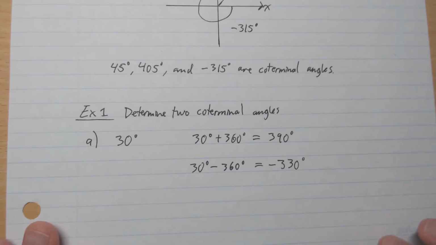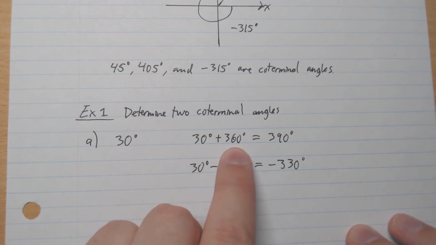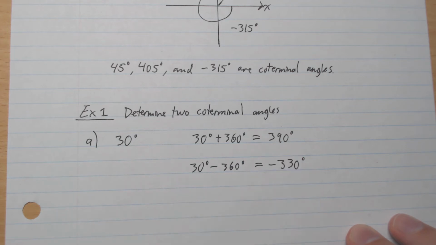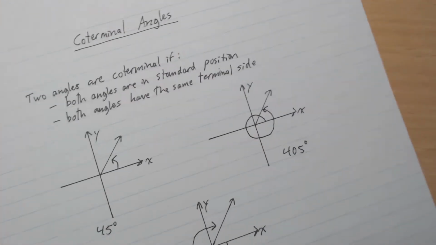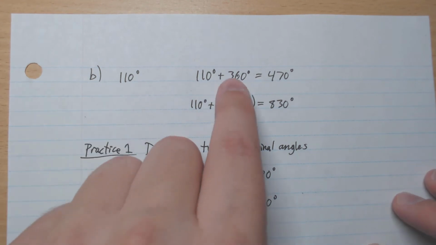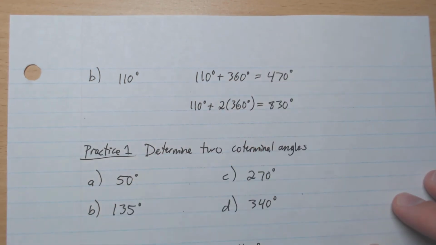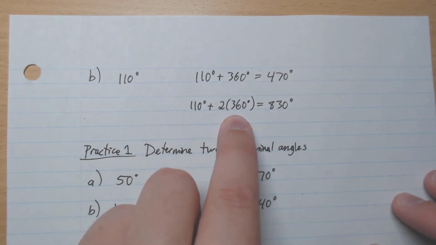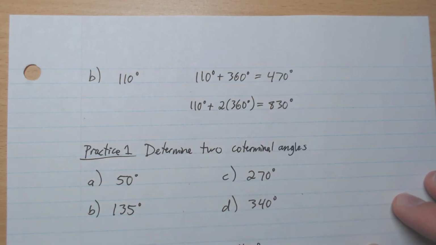Okay, so example 1, determine two coterminal angles. In the practice, your answers may vary, but we'll do a couple together. So 30, we can go plus 360, which is 390 degrees, or we can go minus 360 to get negative 330. B, 110, so we can go plus 360, 470. We can go 2 rounds of 360, which gives 830 like that.